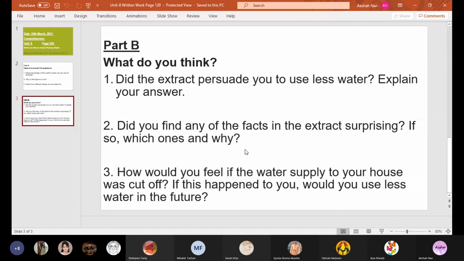Teacher, I had left the meeting for some issue and then I joined again. So can you tell me what happened? Okay, so you want me to tell you the second answer? Yeah. Okay. Each person uses 140 liters of water a day is a surprising fact. I thought it would be less. Girls, you have to write in your own words. You don't have to copy my words.